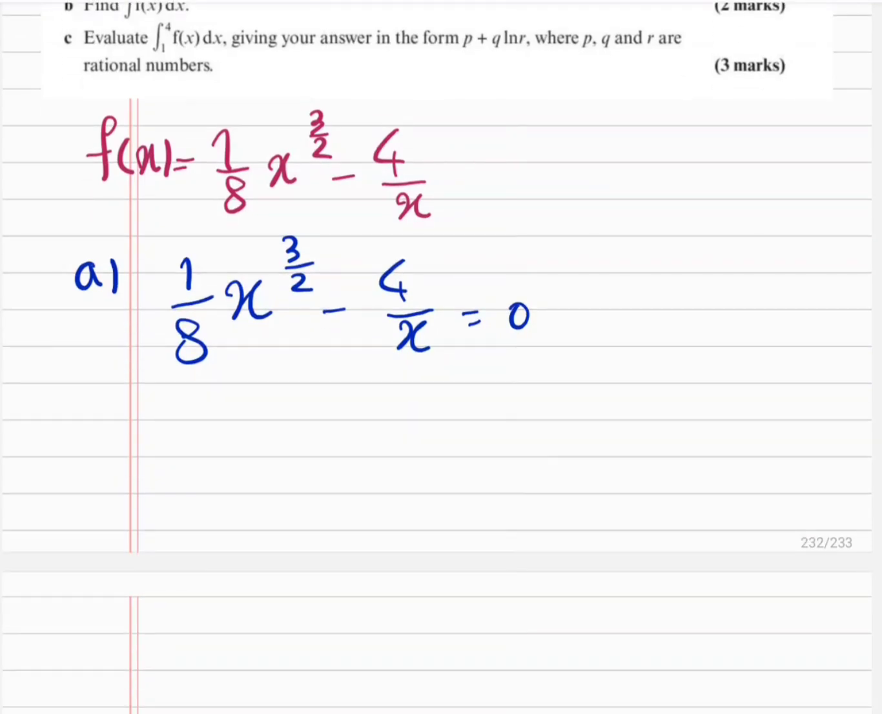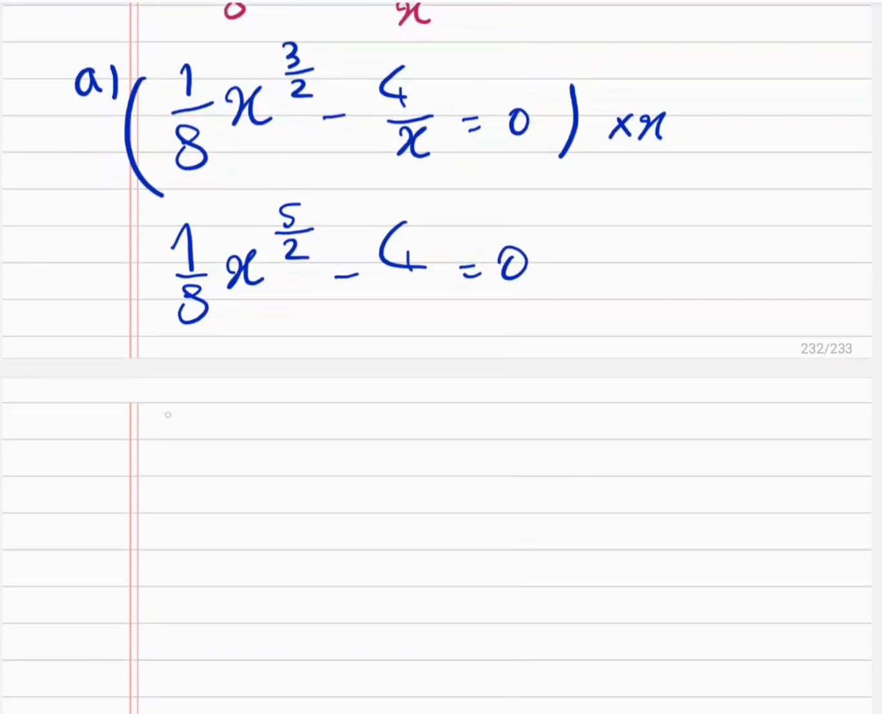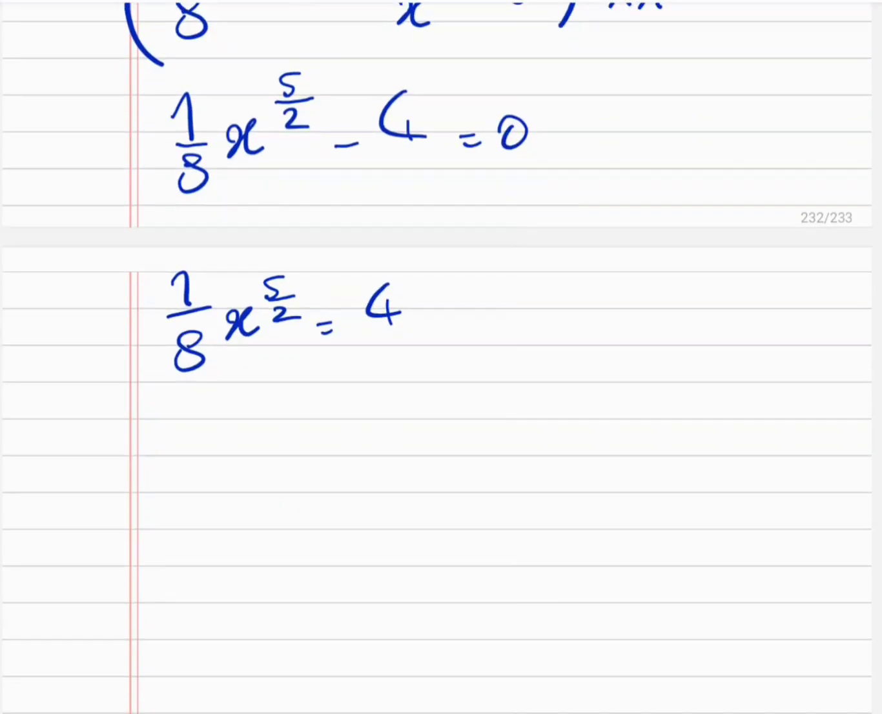to 0. So first of all, we can multiply both sides by x to get rid of this x, which is on the denominator of the second term. So if we multiply by x, we are going to get 1 over 8 x to the power of 5 over 2 minus 4 is equal to 0. Now let's rearrange this. We can now multiply both sides by 8, and that gives us x to the power of 5 over 2 is equal to 32.